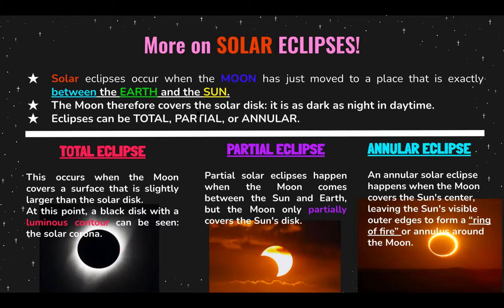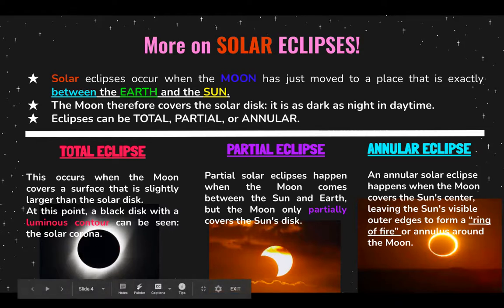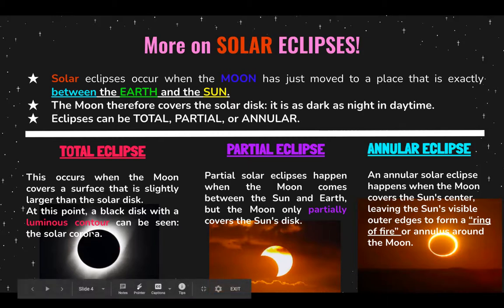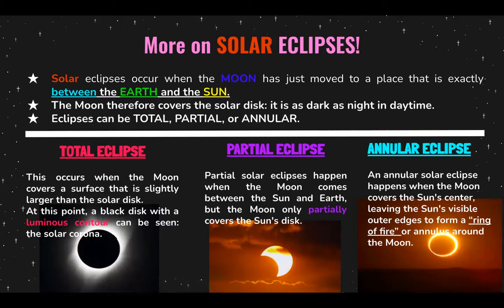Eclipses can be total, partial, or annular. So a total eclipse occurs when the moon covers a surface that is slightly larger than the solar disk. At this point, a black disk with a luminous contour can be seen, the solar corona. Okay, so what are the things that we are seeing here that are key? So the moon is covering the surface of the solar disk or the sun, and it's slightly larger than the sun. So it's practically covering it, and then you just see these little edges coming off there. Okay, so it's a luminous contour, and that's called a solar corona. So that's a total eclipse. We have this total covering of the solar disk or the sun.